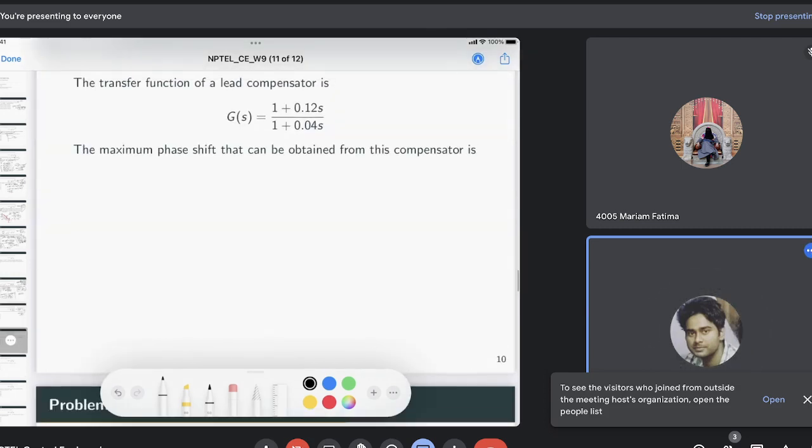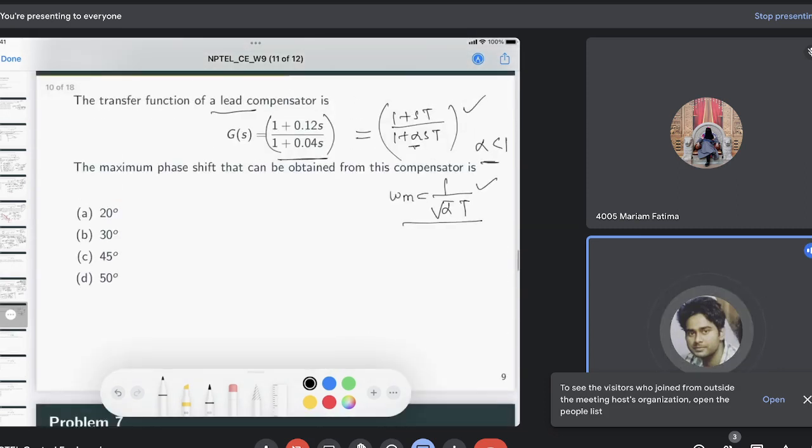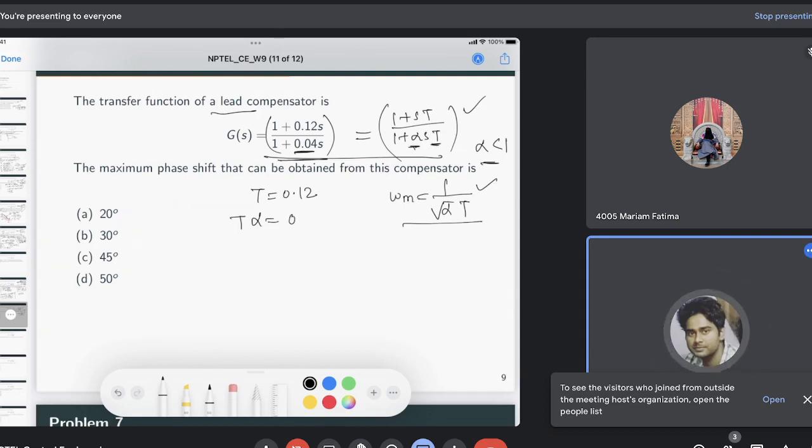First we compute T and alpha by comparing the two transfer functions. T is simple, it is 0.12. So what will the alpha value be? The term is alpha times T, and it is given as 0.04, and we have T, so we just divide them: 0.04 by 0.12, so alpha is 1 by 3.